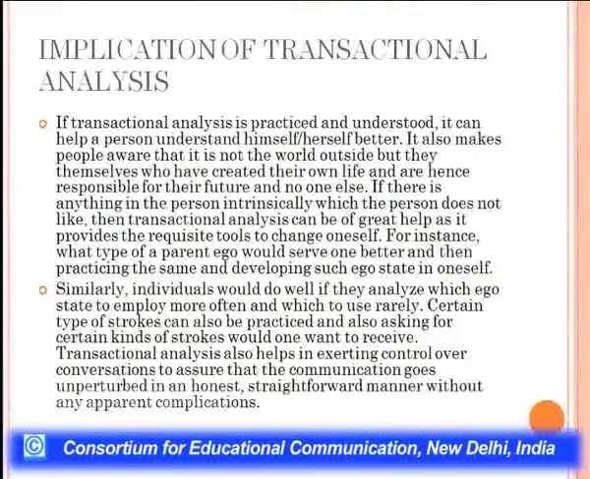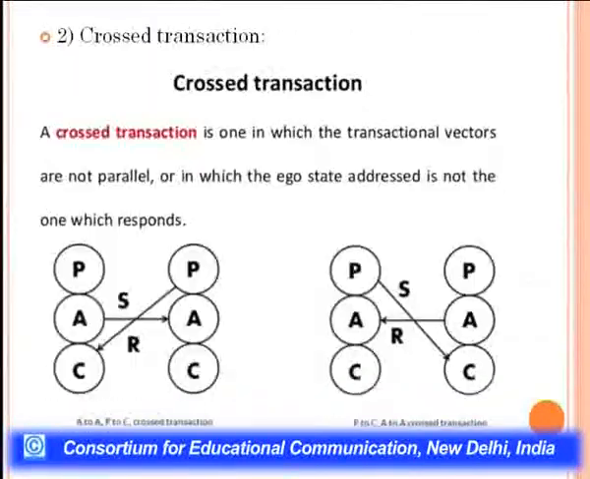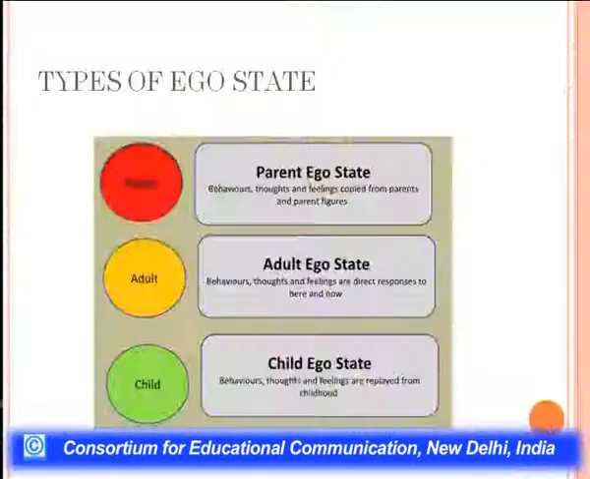Now we have done the various components of transactional analysis. Let us have a recap of what we did. In transactional analysis, the first thing we talked about was the different states of the ego, and of the different states of ego we talked about three types, that is the parent, adult and the child.